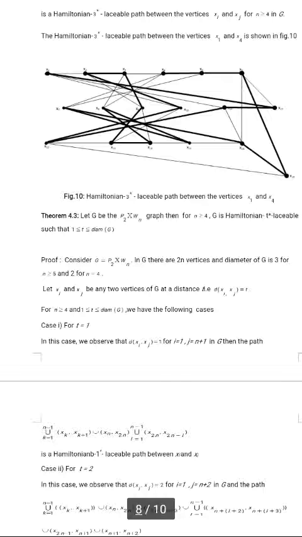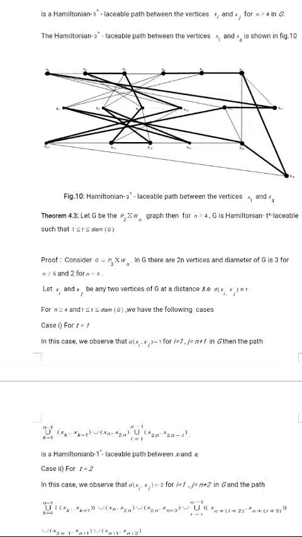And the next result is, let G be a graph P2 cross Wn, then for n greater than or equal to 4, G is Hamiltonian T star laceable such that 1 less than or equal to t, t less than or equal to diameter of G. So here we are taking the graph P2 cross Wn. Wn is a wheel graph. In order to prove this result, we consider the graph G is equal to P2 cross Wn, and the number of vertices is 2n, and the diameter of G is 3 for n greater than or equal to 5 and 2 for n equal to 4.